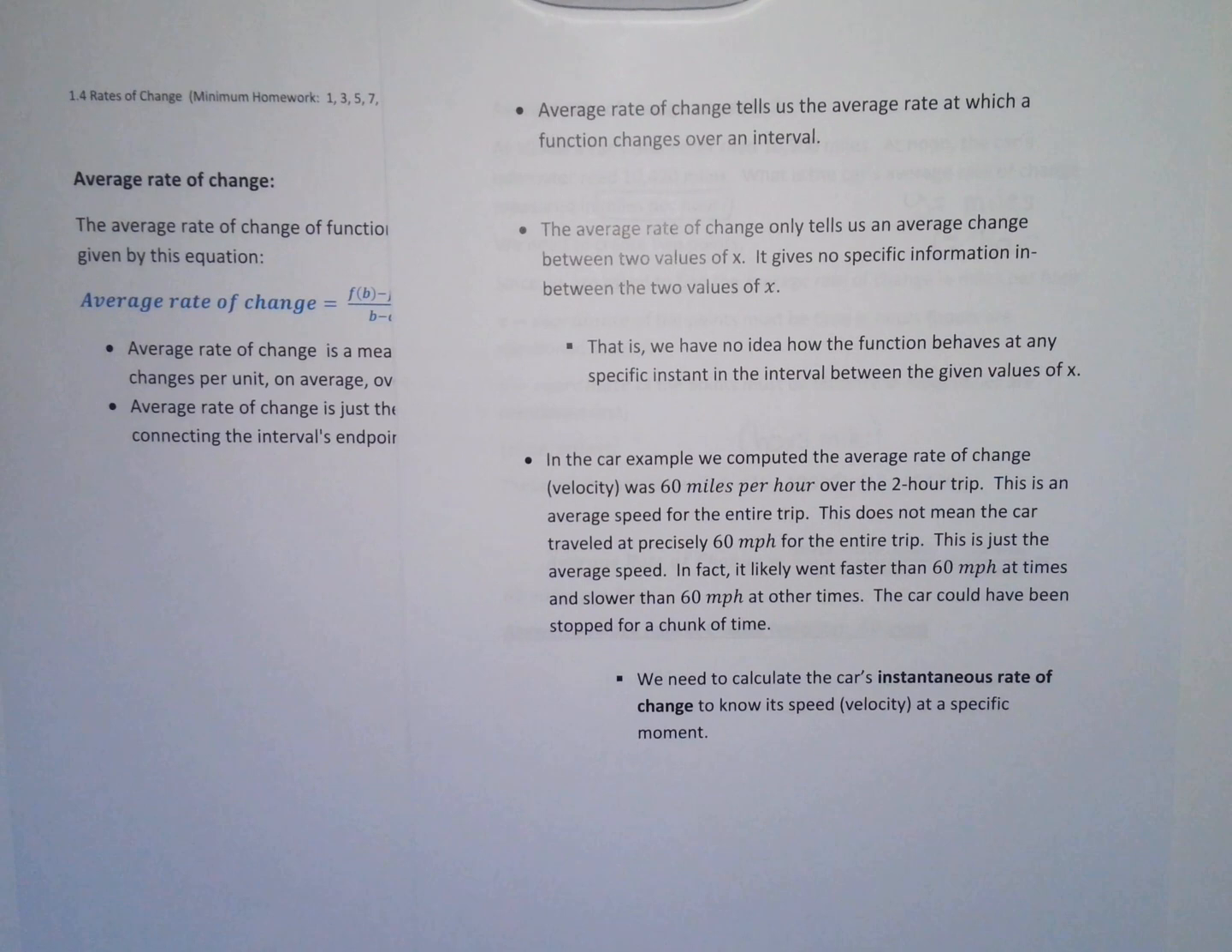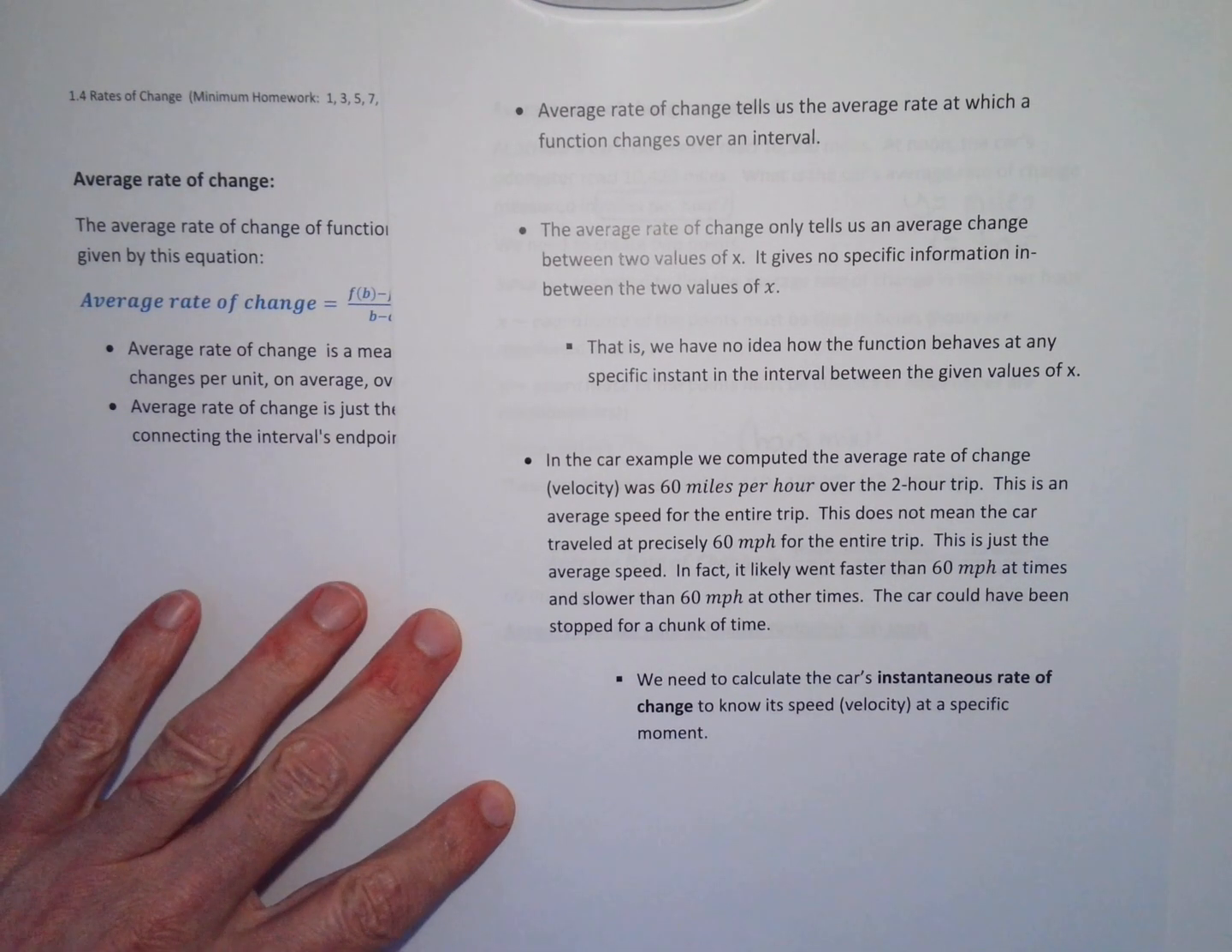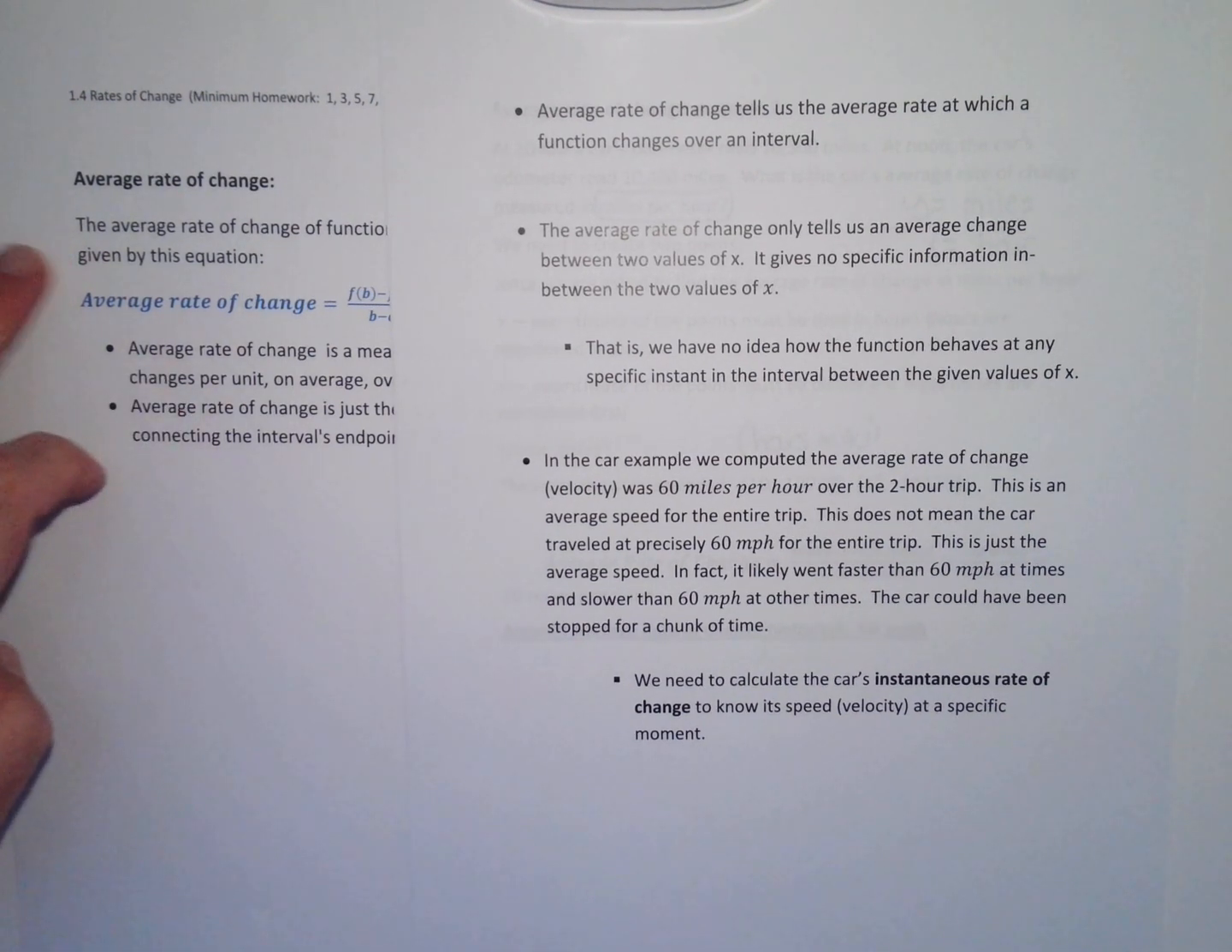It could be more than 60 miles per hour. It could be less than 60 miles per hour. It could even be stopped. You know, maybe the driver was driving at 100 miles per hour for 90 minutes and stopped for 30 minutes. So we can't tell by looking at the average speed what the speed was at any particular moment. It's just an average. And this is the link between algebra and calculus. Algebra allows us to find the average rate of change over any time interval.